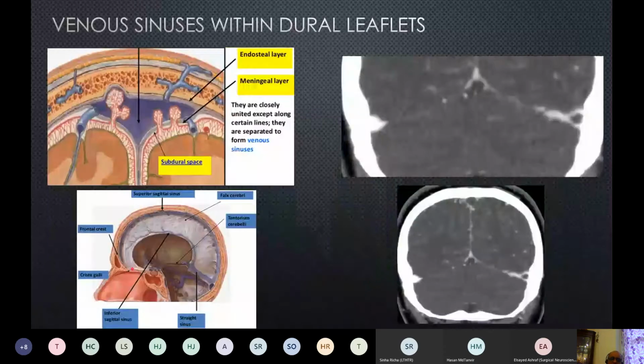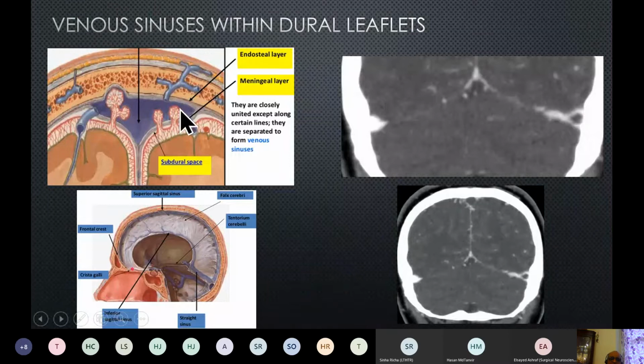As I said, the dura invests the sinuses, and that is because it is composed of two layers. The outer layer, which is along the inner table of the skull vault, is an endosteal layer, and the inner layer, which is closer to the pia, is the meningeal layer. These layers are usually very close to each other, and it's a potential space. But as you come closer to the sinuses, they split apart and form these venous sinuses, which are channels that drain the blood back to the heart.